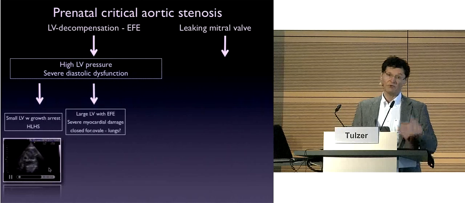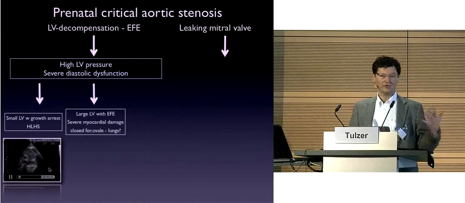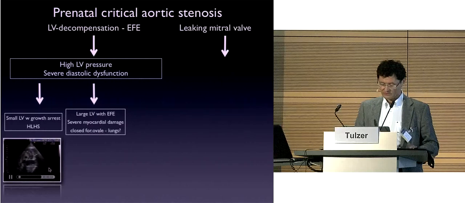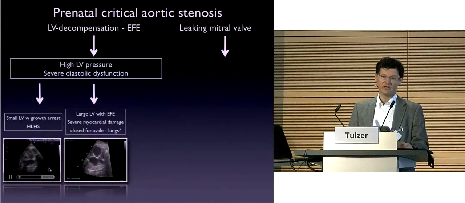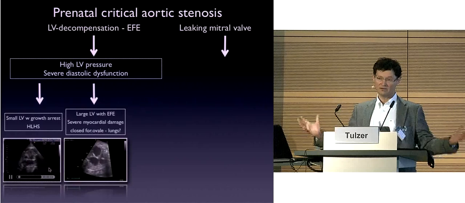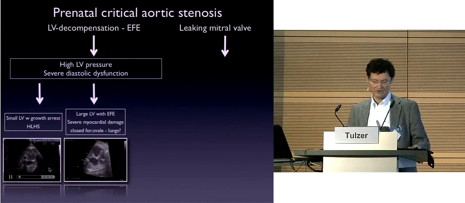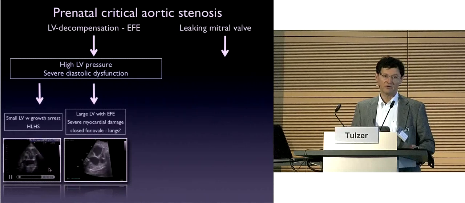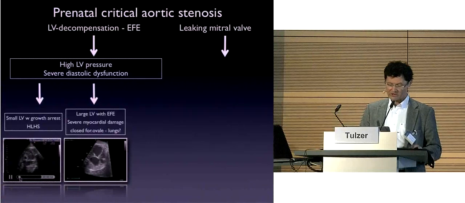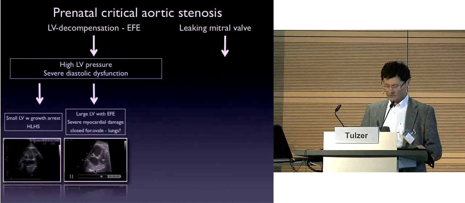Then, if this happens later on during pregnancy, and the aortic valve is getting stenotic during the second trimester, then you end up with a situation like this. The left ventricle starts to dilate, gets all this sort of endocardial fibroelastosis that sometimes involves the mitral valve apparatus, and severe systolic and diastolic dysfunction, a huge left atrium, congestion of the fetal lungs, and the foramen ovale closes early, and you have all that kind of problems.